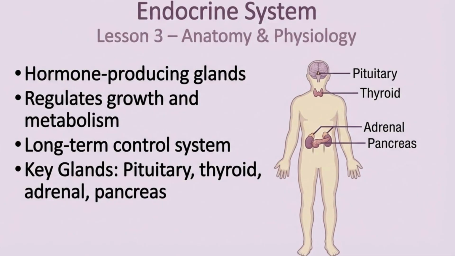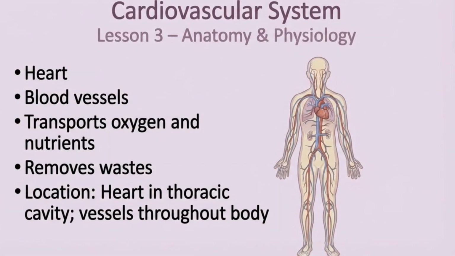The endocrine system is made up of glands that produce hormones. These hormones regulate growth, metabolism, and reproduction. Endocrine glands are located in various parts of the body. The glands in the endocrine system are the pituitary, thyroid, thymus, pineal, parathyroids, adrenals, pancreas, ovaries in females, and testes in males. The cardiovascular system includes the heart and blood vessels. It transports blood, nutrients, oxygen, and wastes throughout the body.